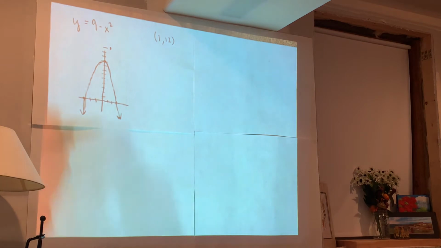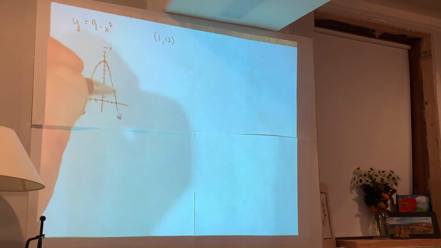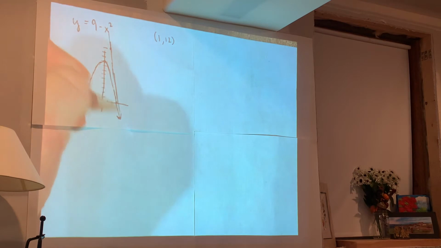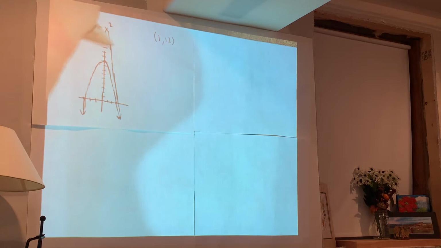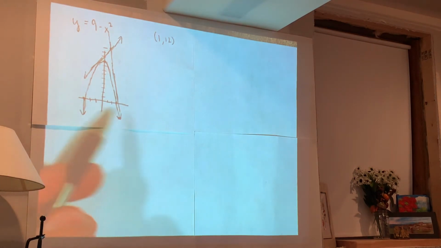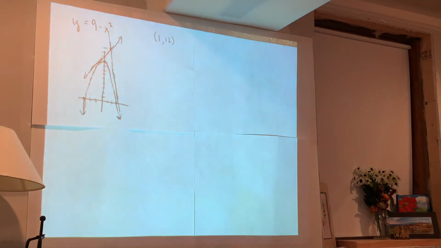So hopefully you'd agree that there's maybe some tangent line over here-ish, and maybe a tangent line somewhere over here-ish. Not the greatest picture, but you can see how we might run into two lines that are tangent to the curve and passing through this point (1, 12). Okay, and again, I know my picture is not great.